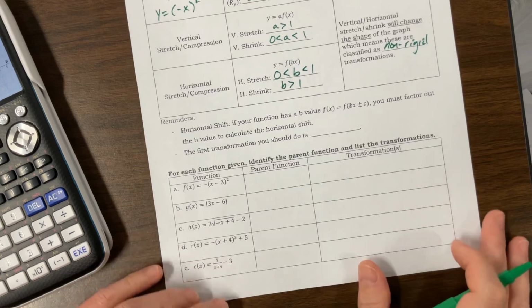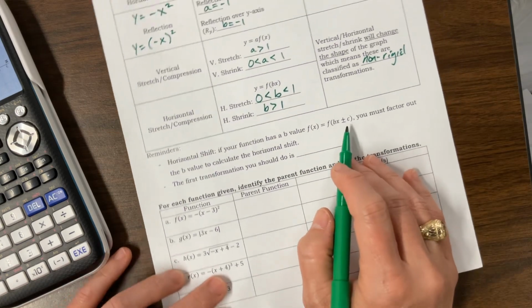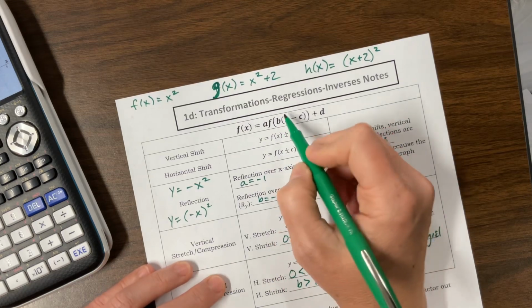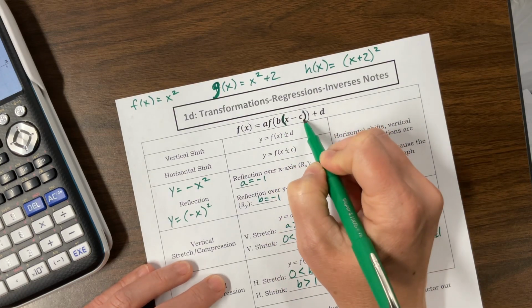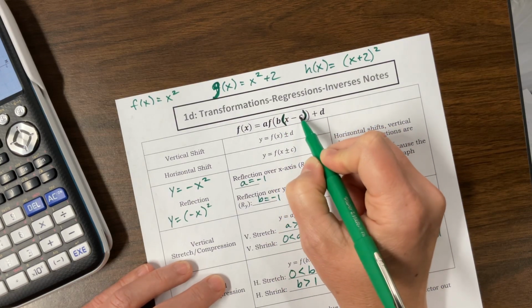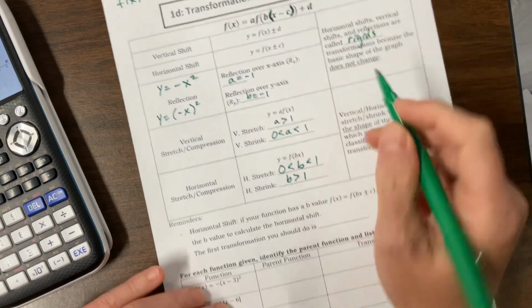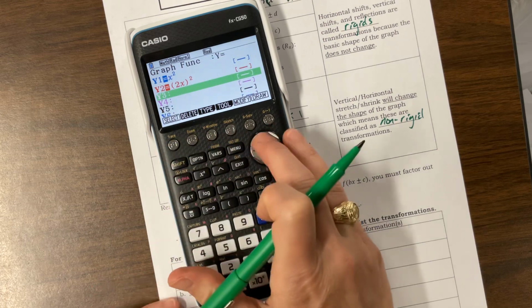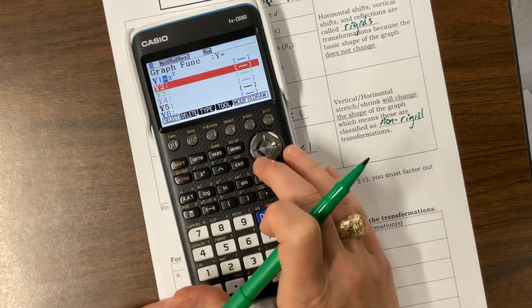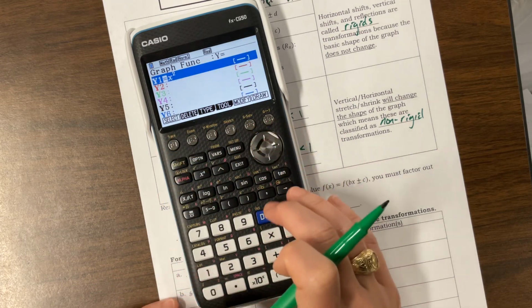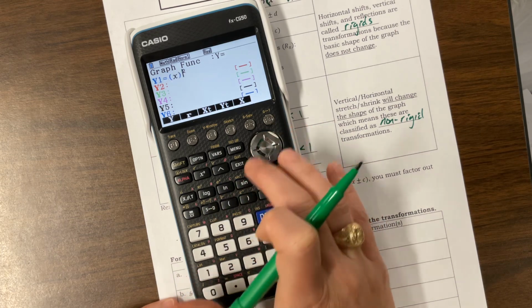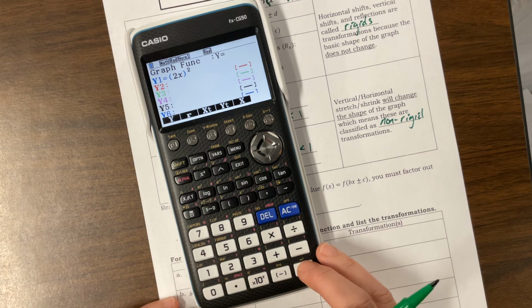Okay, a horizontal shift. So make sure for your shifts left and right, you need to have this b factored out. There's a parentheses here. Then you can see the shift is c. So let's look at my calculator. Let's get rid of this. Delete. Delete. Let's say, actually, I'm going to say this one is 2.